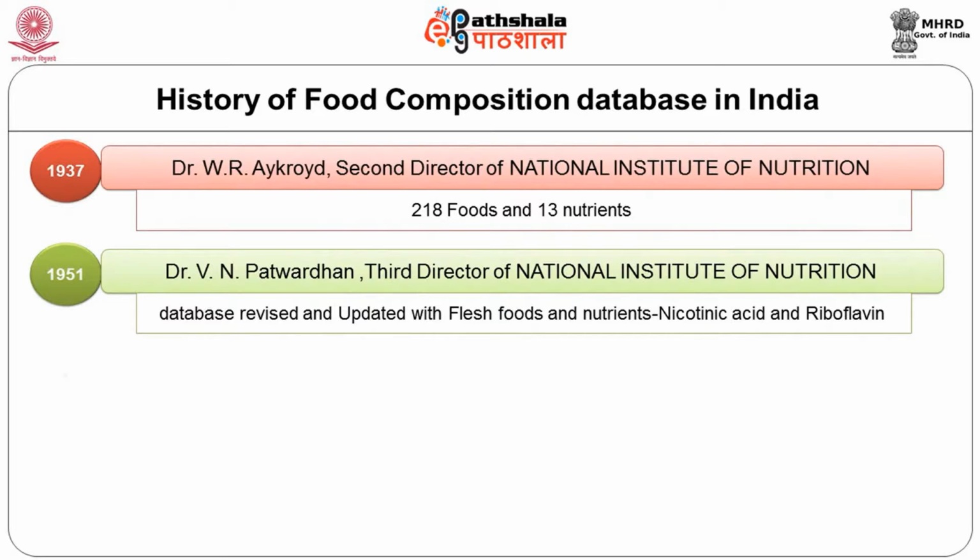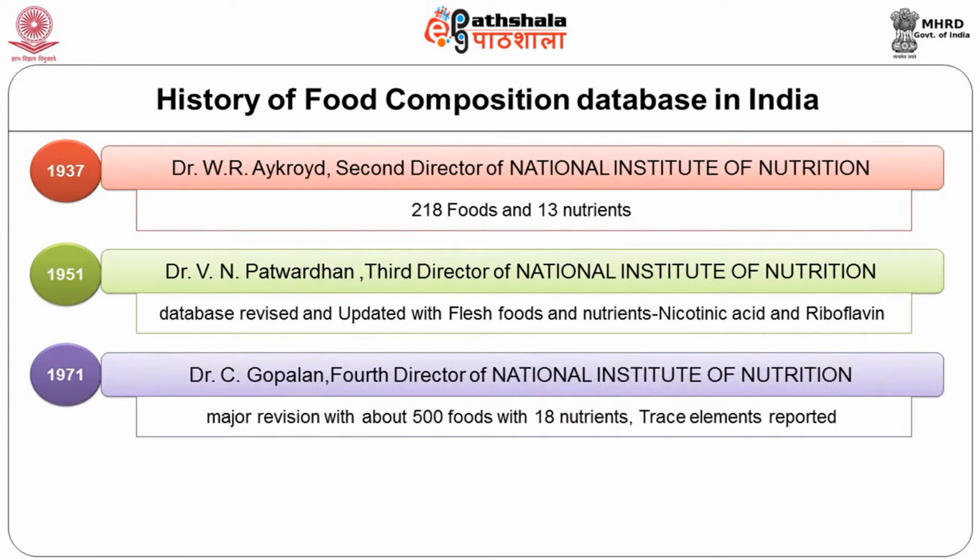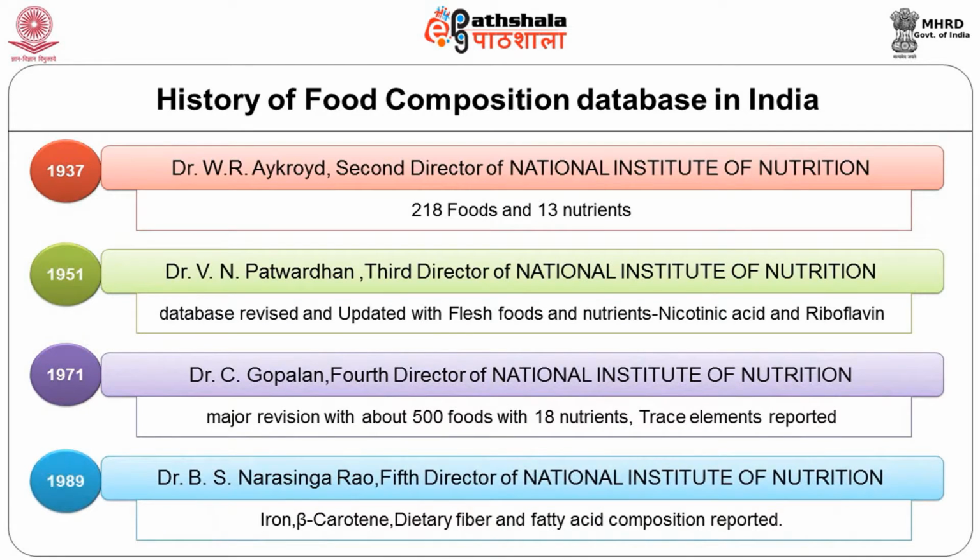these water soluble vitamins were also added. Later, a major revision occurred under the stewardship of Dr. Gopalan, the fourth director of the National Institute of Nutrition, published in 1971 with more than 500 foods with 18 nutrients. Trace elements were also reported in this revised edition of the nutritive value of Indian foods. Later in 1989, it was further updated by the fifth director of NIN, Dr. B.S. Narasimha Rao, by including iron, beta-carotene, dietary fiber and fatty acid composition also.